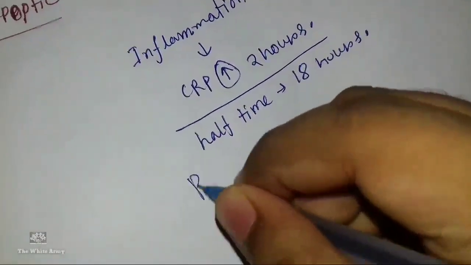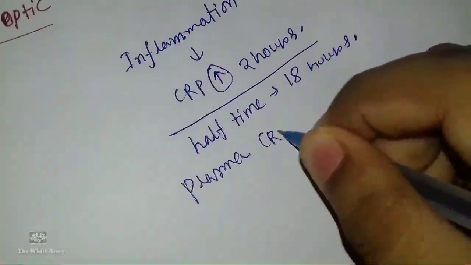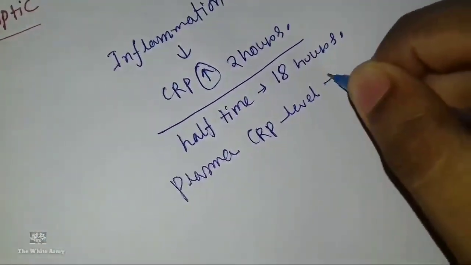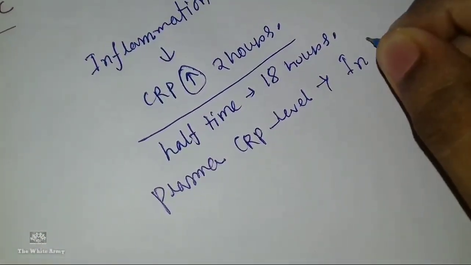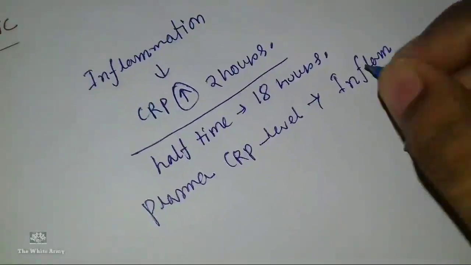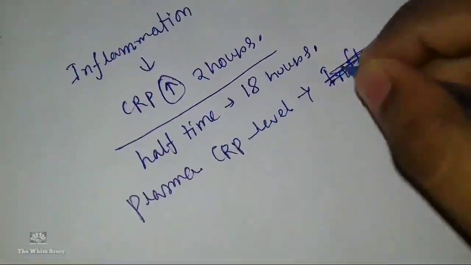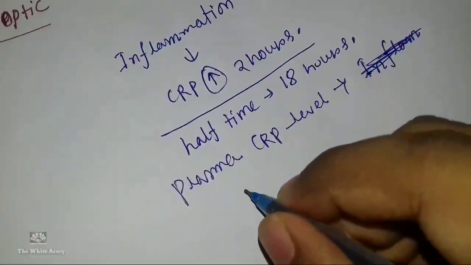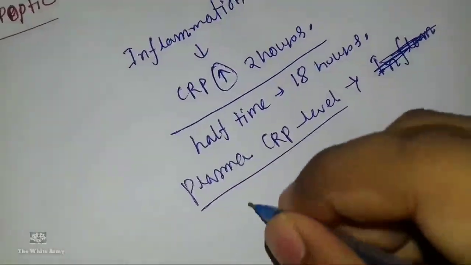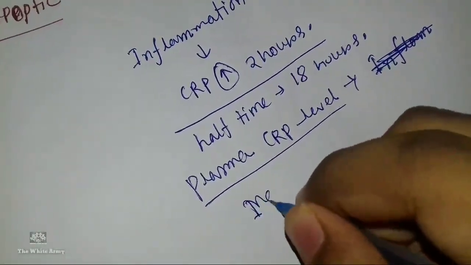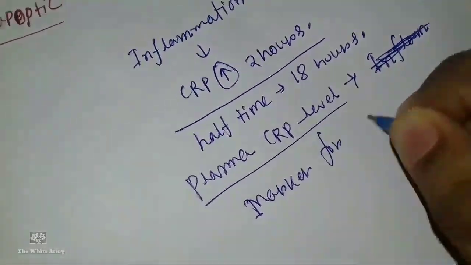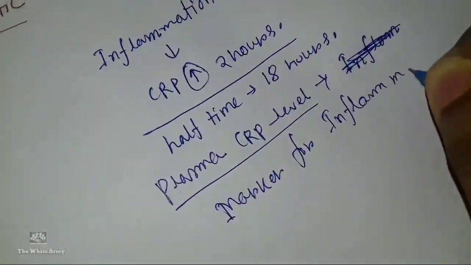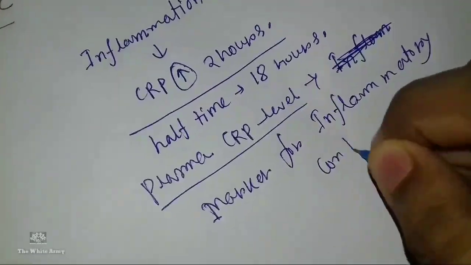So basically, the plasma CRP level is used as a marker for any inflammatory condition. At first, there are several factors which can affect the CRP production in the liver.